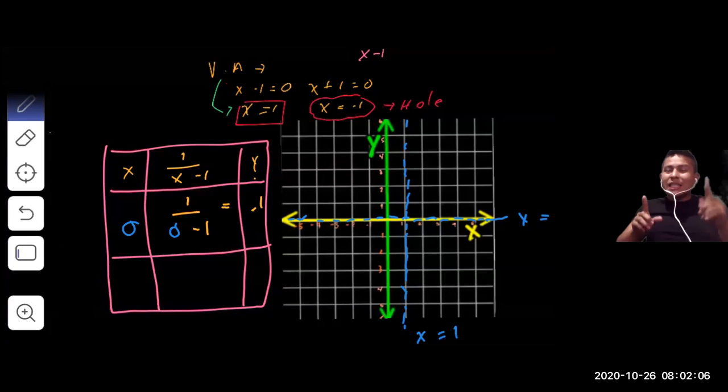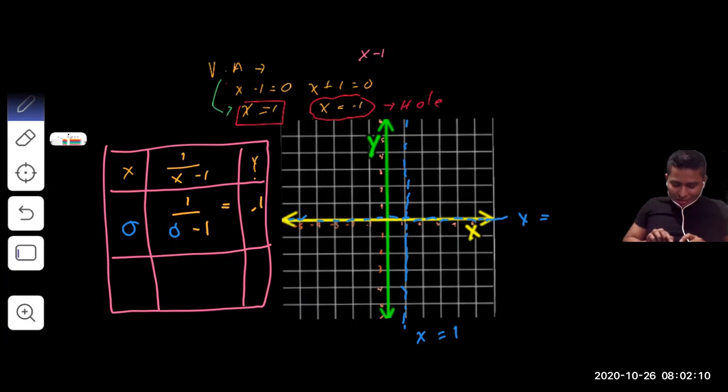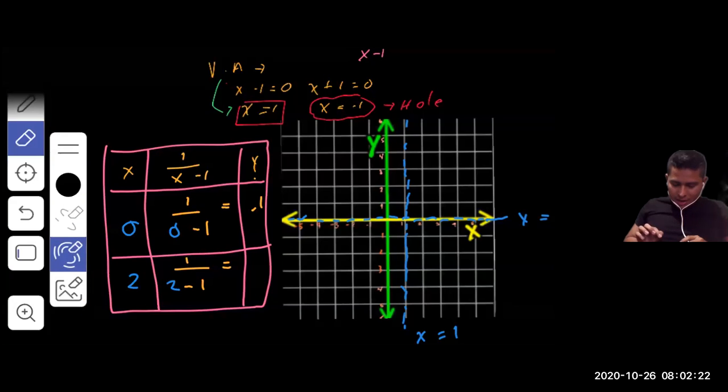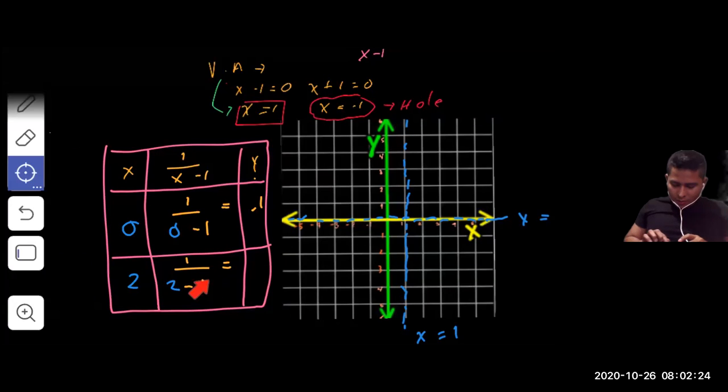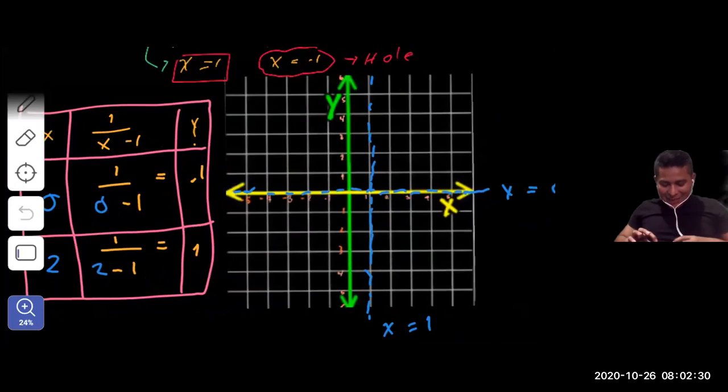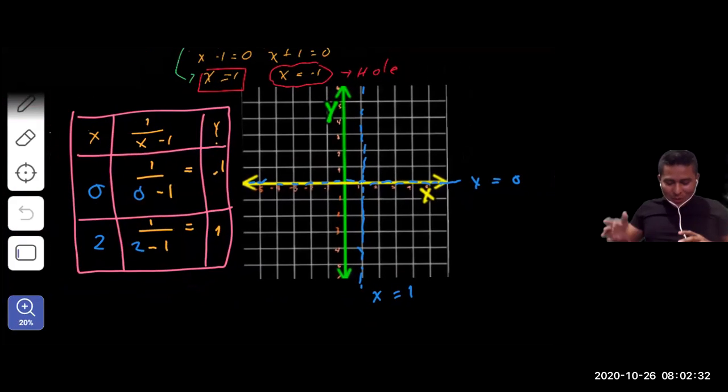Okay, one value to the right. We're going to take just one value, one to the left, one to the right. 2, right? Okay, thank you. One value to the right would be 2. Okay, let's substitute 2 into our function. It's going to be 1 over 2 minus 1. Let's simplify that. 2 minus 1 is 1, and 1 over 1 is 1. Excellent, Daniel. Okay, guys, with this information, we can plot the points and make the graph.